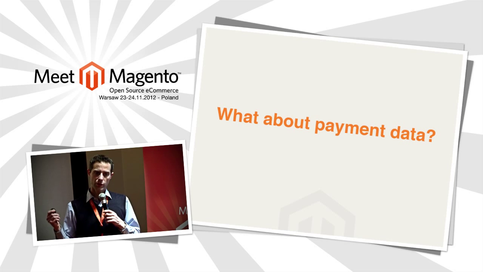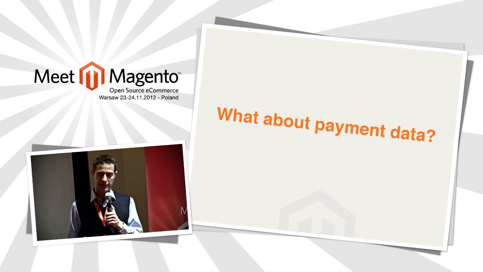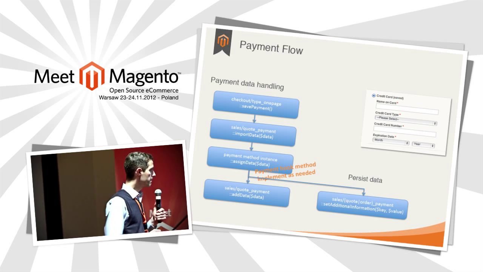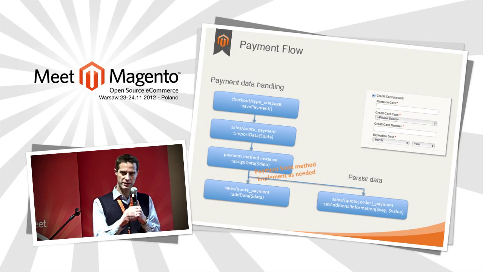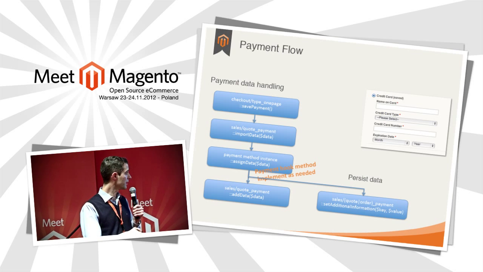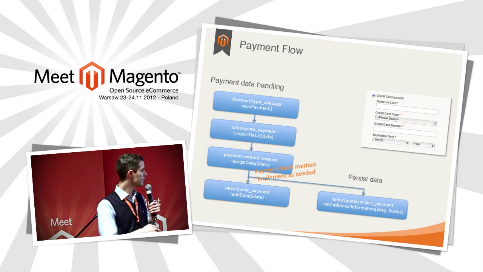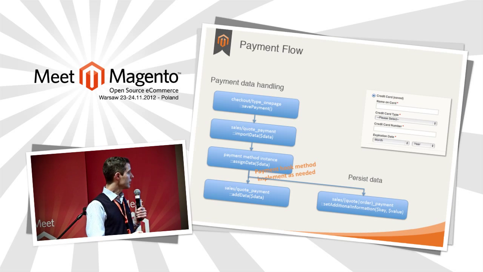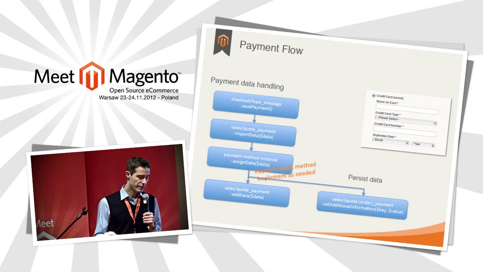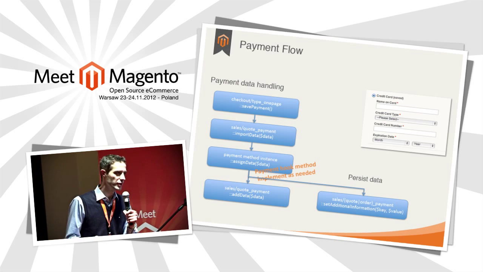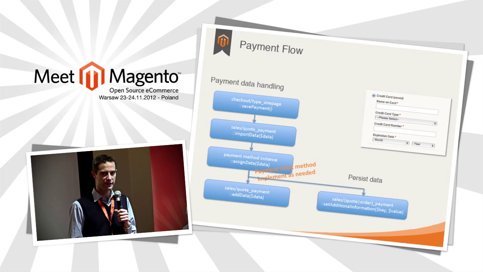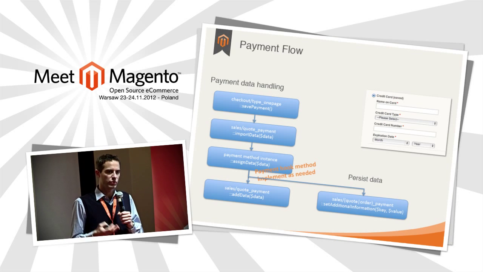Okay, so what we haven't talked about yet is the payment data itself. So for payment data handling, as soon as the customer enters his information in the form and clicks on save payment, what happens is the form is submitted, and on the quote info instance, import data is called, which calls assign data on the payment method instance. That's the method you can implement if needed to store some data, to validate something, whatever you need to do.